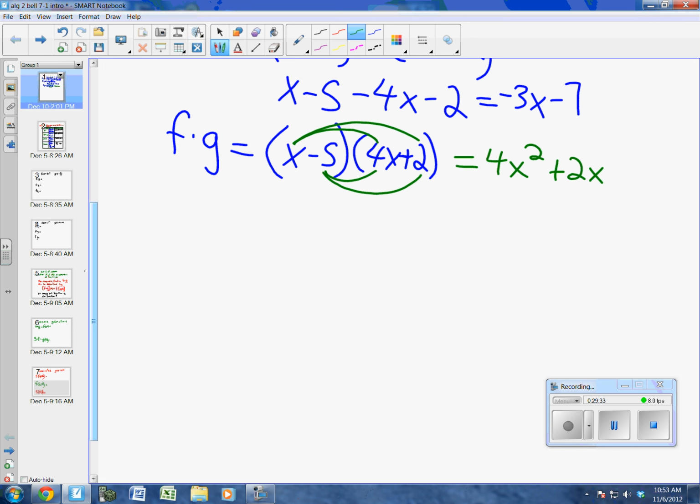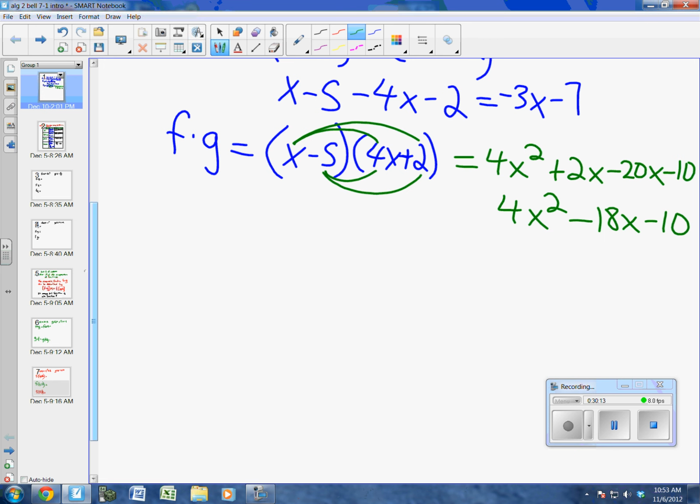Negative 5 times 4x is negative 20x. Why is it negative 20x? Negative 5 times 4 is 20, right? Times x is negative 20x. And negative 5 times 2 is negative 10. Do I have any terms there that need to be combined, Cal? Soraya: The 2 and the 20. Thanks for coming to Cal's rescue because he probably didn't hear what was going on. 4x squared minus 18x minus 10 is the answer.